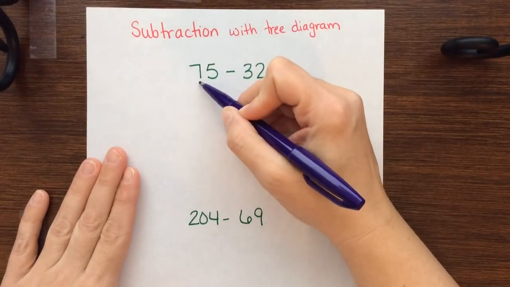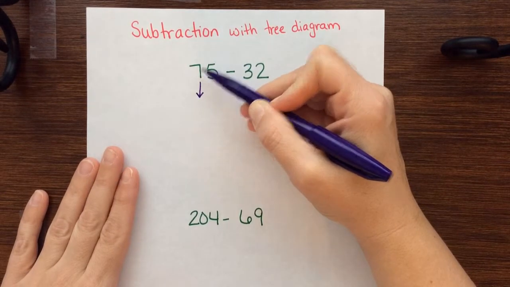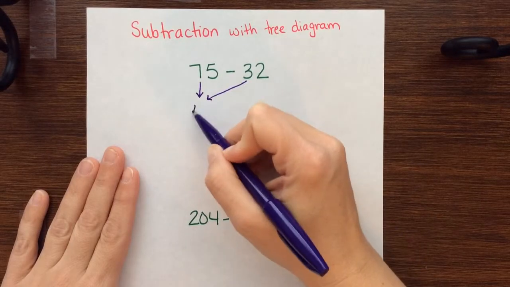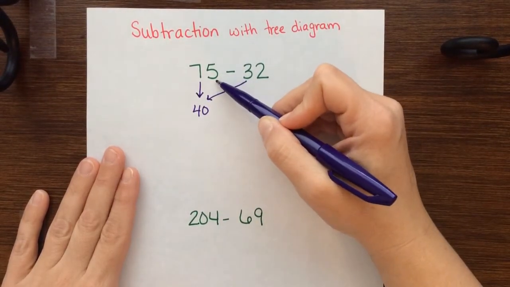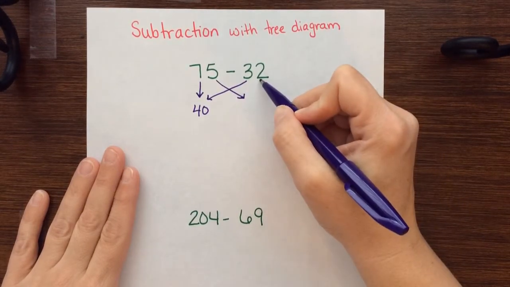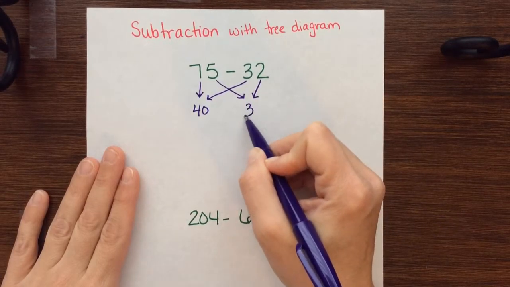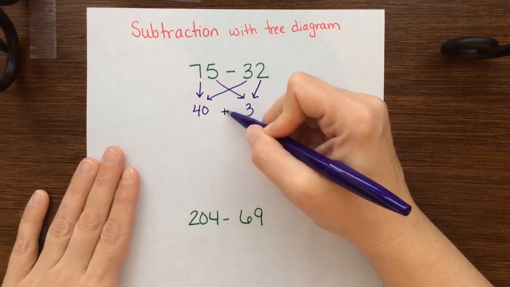We're going to work with place value. So this is 70 things that I have, and I'm going to take away 30 of those things, which leaves me with 40. Then I have 5 ones, and I am going to take away 2 of those ones, which leaves me with 3.